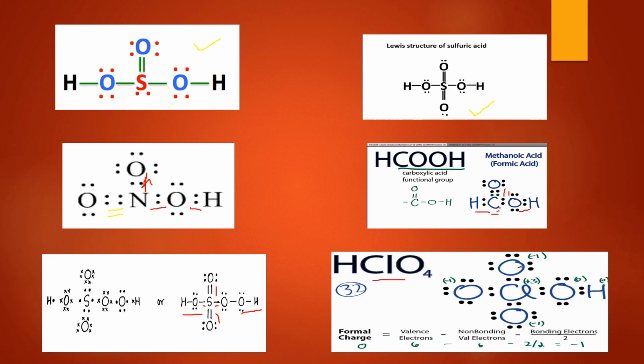Now this is HClO4. Now here chlorine in the center, then oxygen around it, and this is hydrogen. This is a single bond. With chlorine this is a single bond, this is a single bond, and this is a single bond. So this is the HClO4 structure.